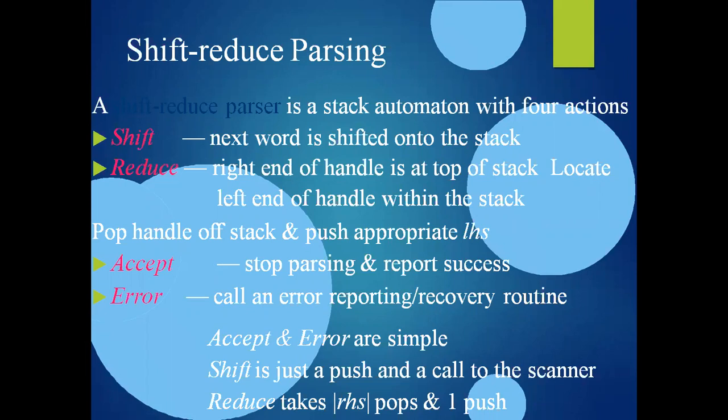And here the second operation is reduce. If the handle appears on the top of the stack, then the reduction of it by the appropriate rule is done. What it means is the RHS of a rule is popped off and the LHS is pushed in. Make a note: the RHS of a rule is popped off, and the LHS is pushed in. So this action is called a reduction. So we call it a reduce action.